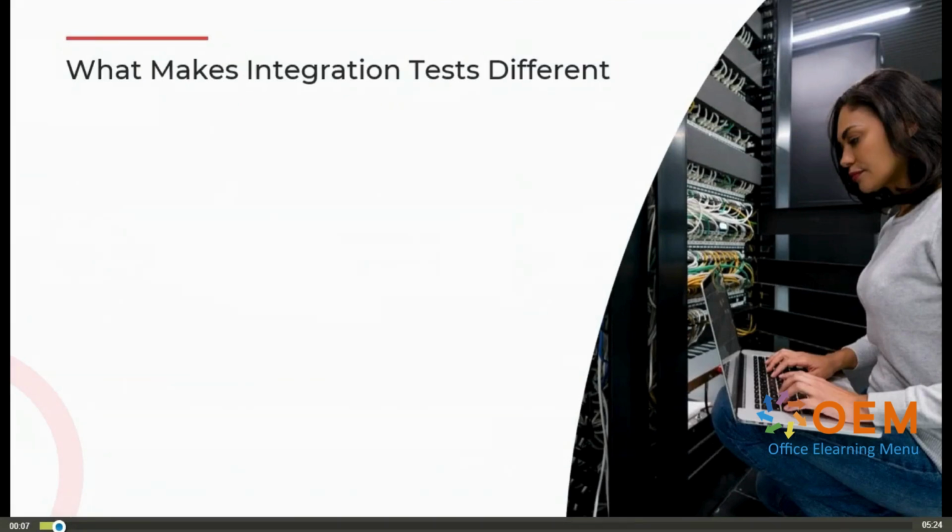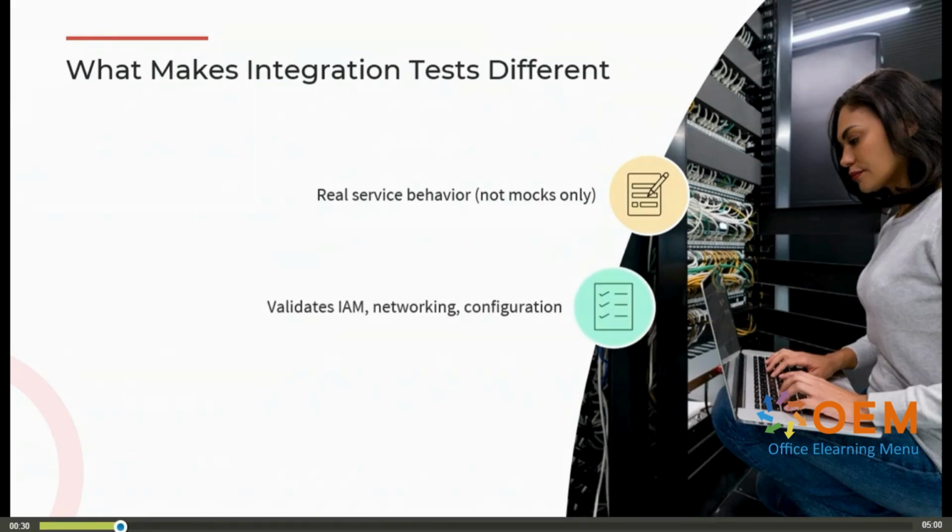Integration tests move beyond faking dependencies to ensure that all parts of your system communicate correctly in a real-world setting. Now, unlike unit tests that use mocks to simulate a database or an API, integration tests interact with the actual AWS services. And this catches bugs that only appear when services talk to each other, like a Lambda function timing out while waiting for a response from an RDS database.